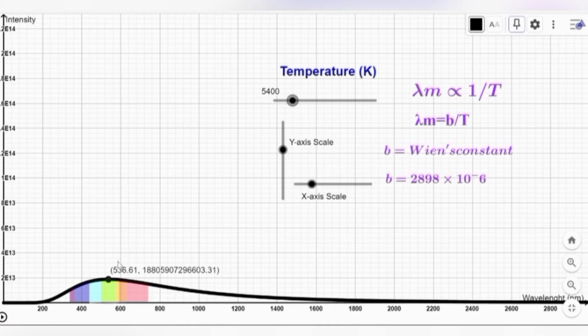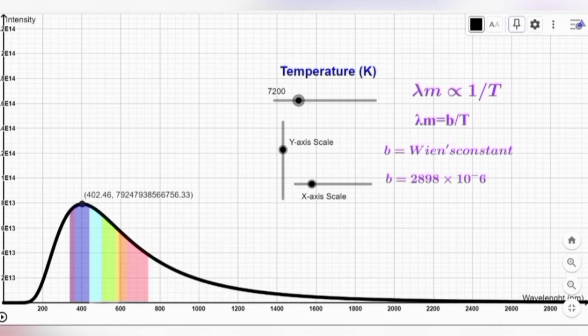Now if the temperature of the black body increases to 5400 Kelvin, the dominating wavelength displaces towards the left side, that is, towards the shorter wavelength. At this temperature, the corresponding color of the dominating wavelength is green. Now, if the temperature is increased further to 7200 Kelvin, the dominating wavelength displaces more towards the shorter wavelength. Due to this, the color of the black body changes to blue. From this, we can say that as the temperature increases, the dominating wavelength displaces towards the shorter wavelength. This is called Wien's displacement law.